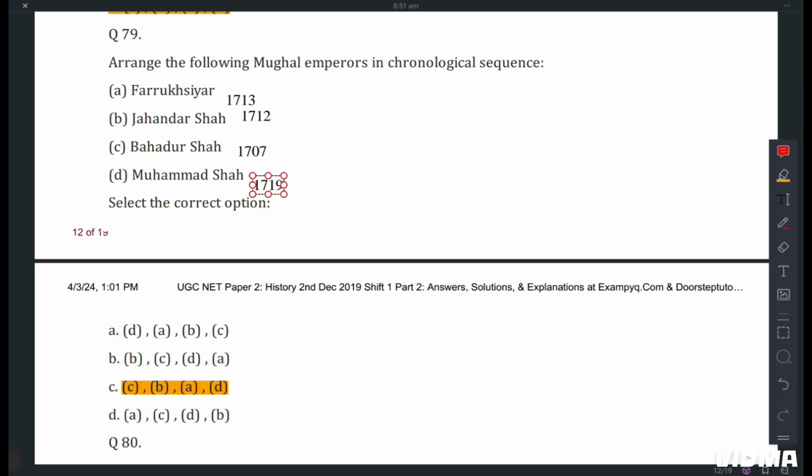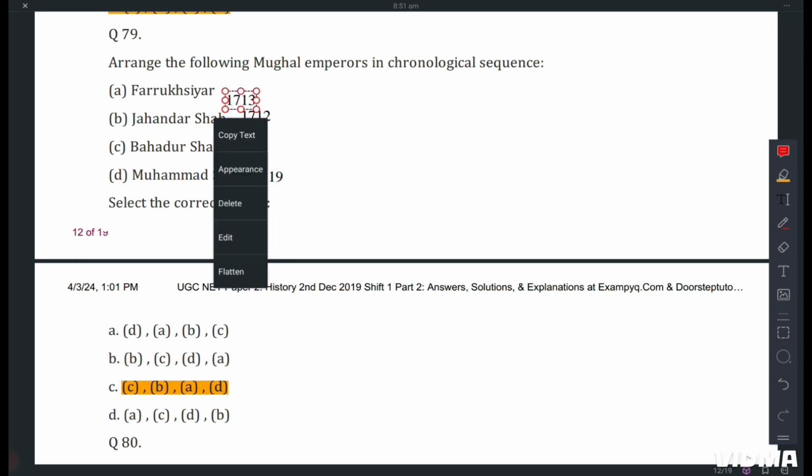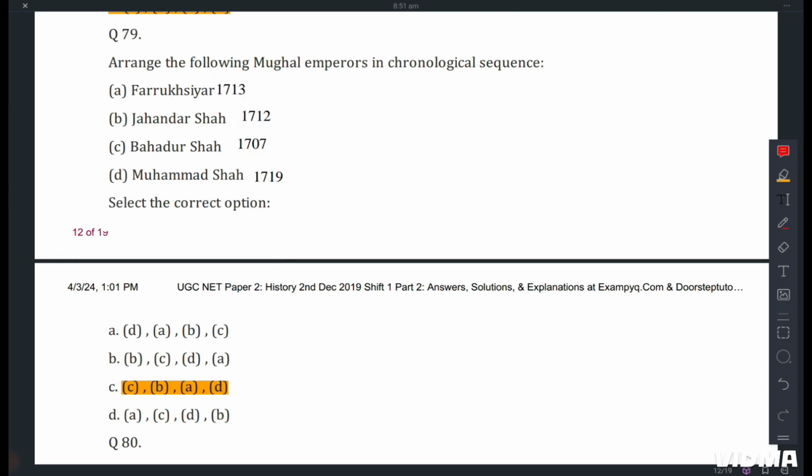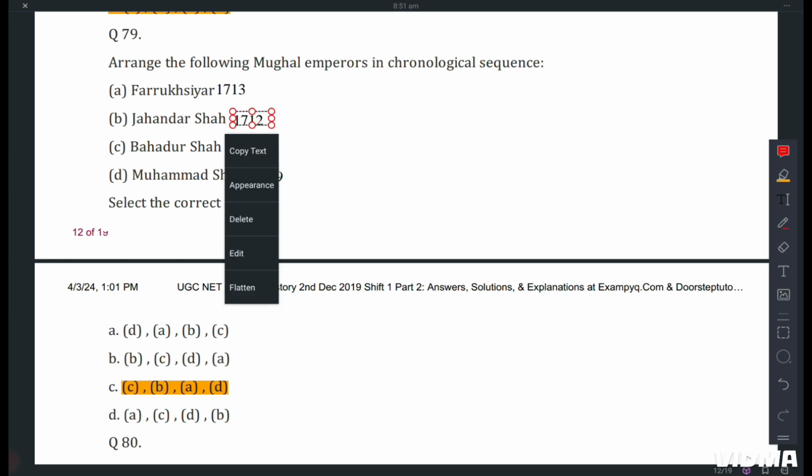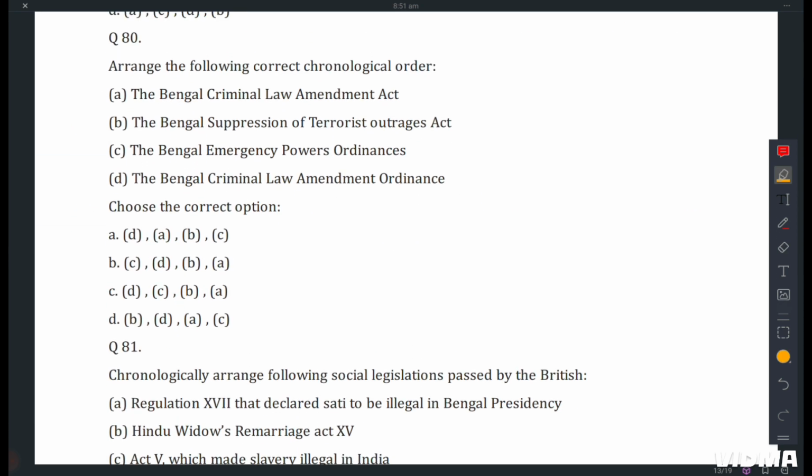Okay, let's move ahead. Note down the dates also.